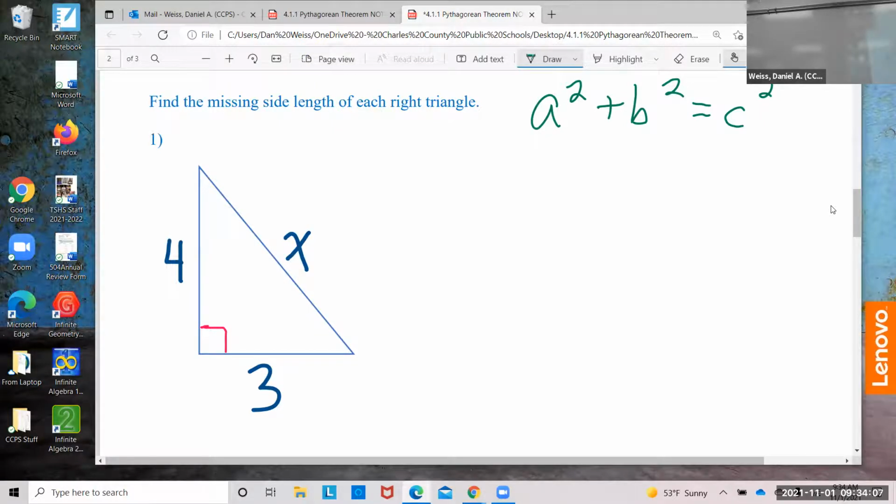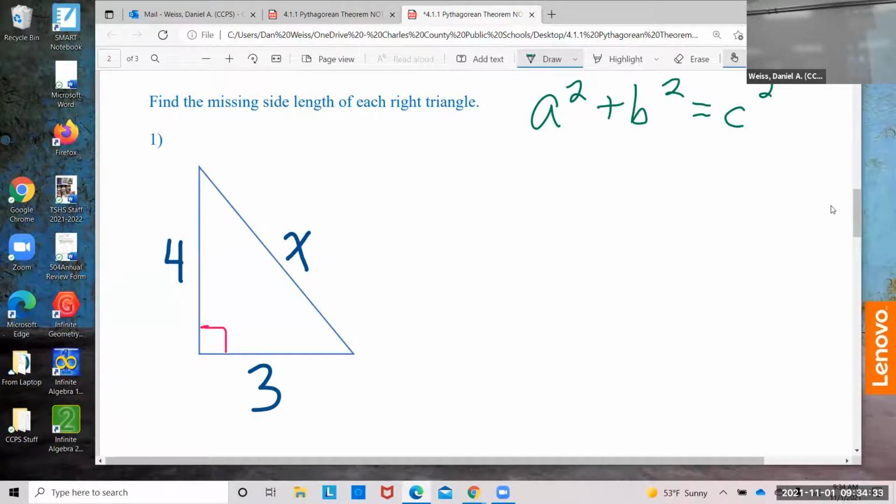A squared plus B squared equals C squared. Okay. So instead of A, I'm going to put in 3, right? 3 squared plus, instead of B, I'm going to put in 4, plus 4 squared equals C squared, right? Now, is everyone okay so far?